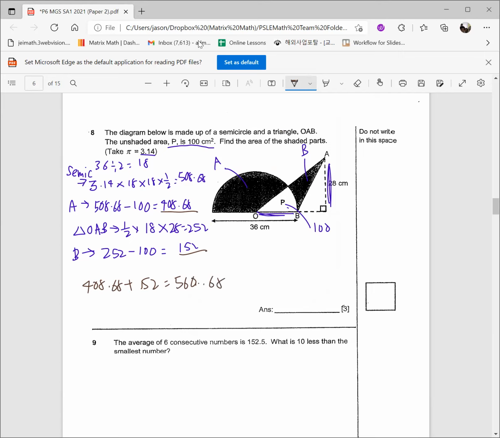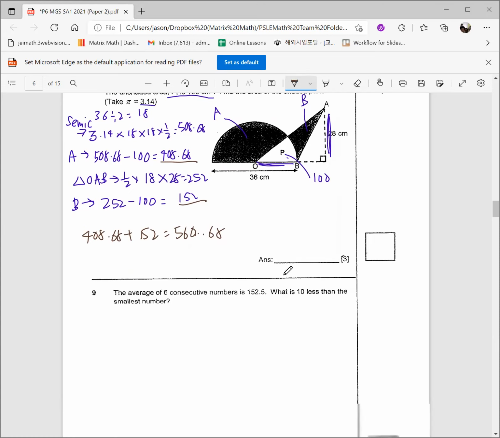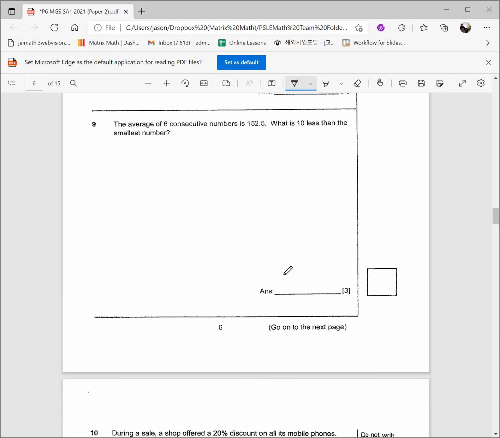Okay, let's do the last question, question 9. Let's do one more question. So the average of 6 consecutive numbers is 152.5. What is 10 less than the smallest number? So given average, you can find total. Because the total number of numbers is 6, the total will be 6 times 152.5. You get 915. So this is the total of the 6 numbers.